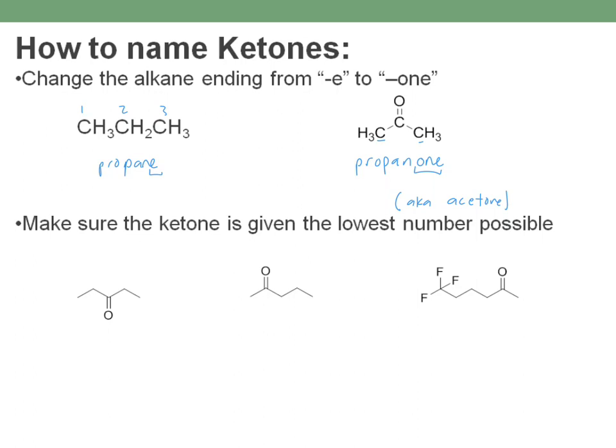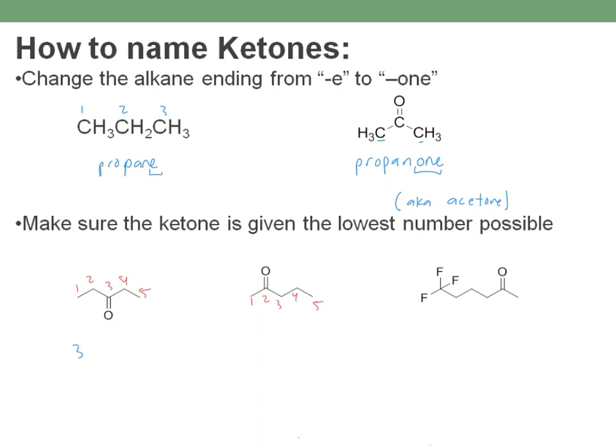Now, if you go down to these examples here, you want to keep in mind that the ketone is given the lowest number possible. So just like we saw with alcohols or alkenes or alkynes, if those have the highest priority functional groups, you want to give them the lowest numbering possible. So here we have a ketone in the middle of this compound, and here we have one kind of off to the end of the compound. So these would have different names, even though they're both pentanones.